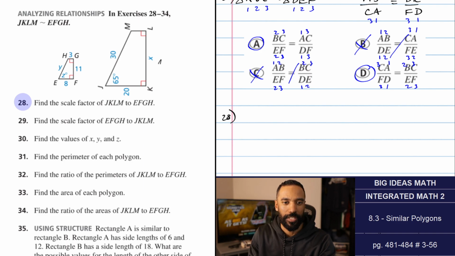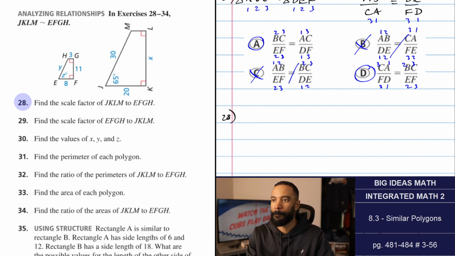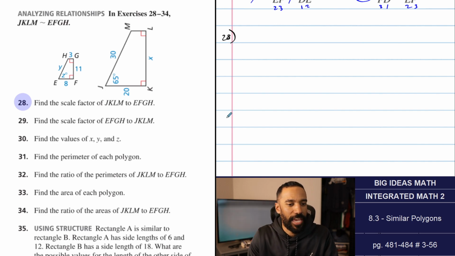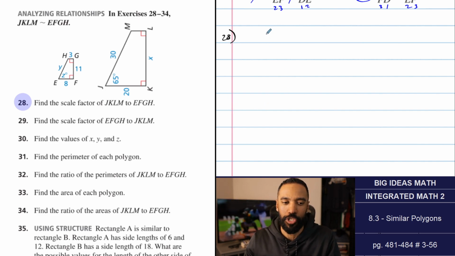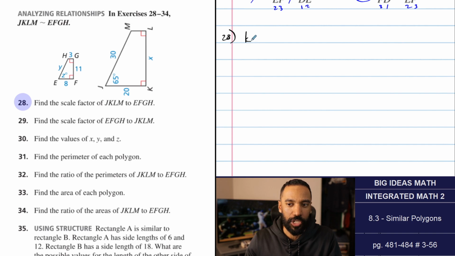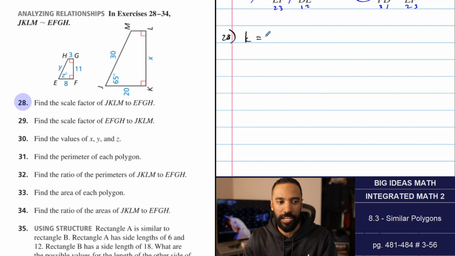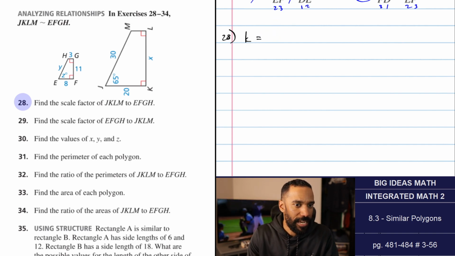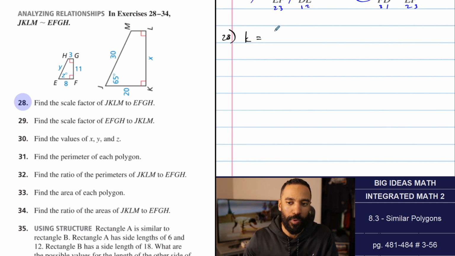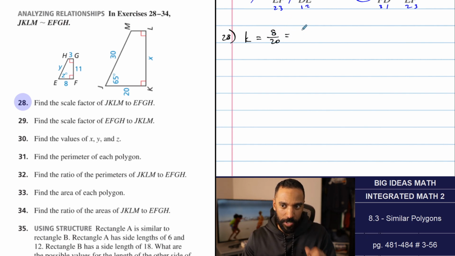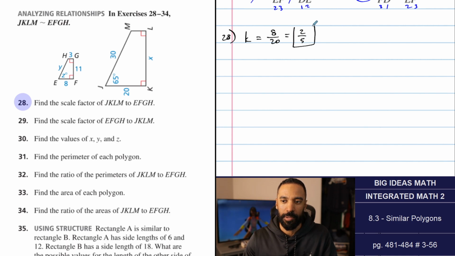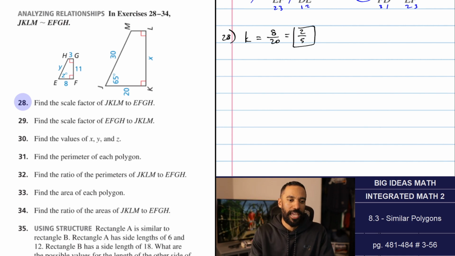Okay, so let's start with number 28 and answer whatever they want us to answer. But look how things correspond now. E with J, H with M, etc. And even the side lengths. Find the scale factor of JKLM to EFGH. So that is a reduction from JKLM to EFGH. Let's take the 8 and divide it with the 20. Those are the only two parts that correspond for which we know their actual side lengths. 8 over 20, which reduces to 2/5. This is the similarity ratio. This is the reduction from JKLM to EFGH.